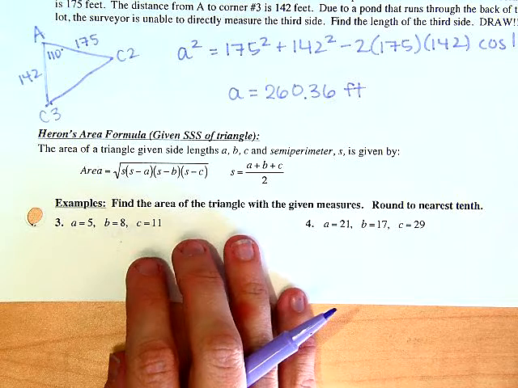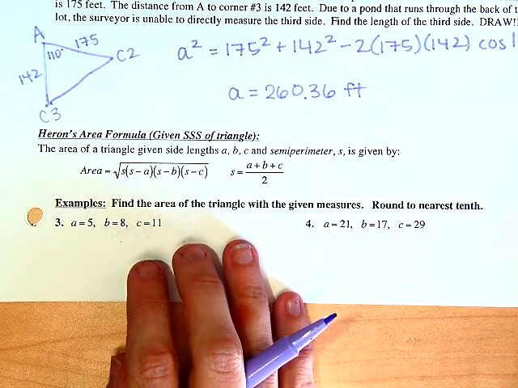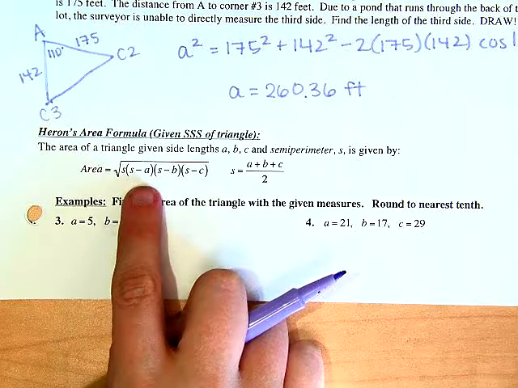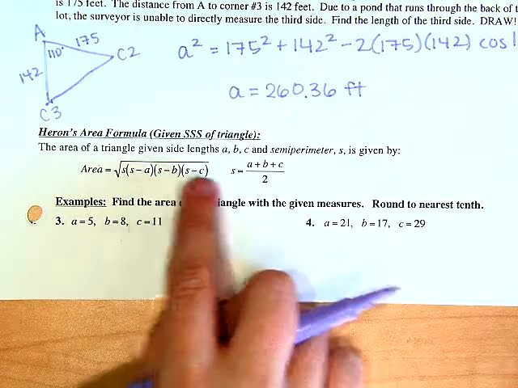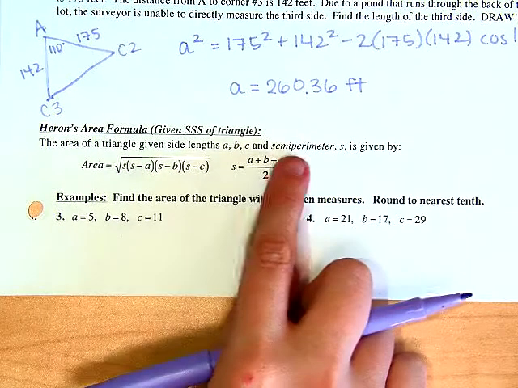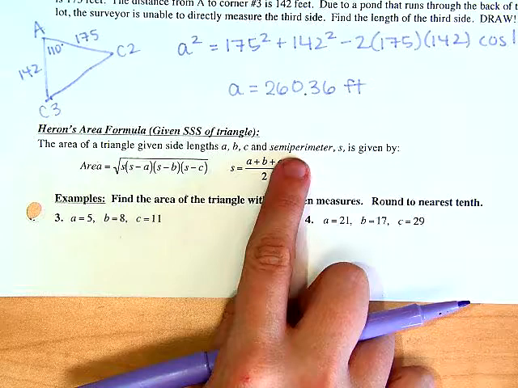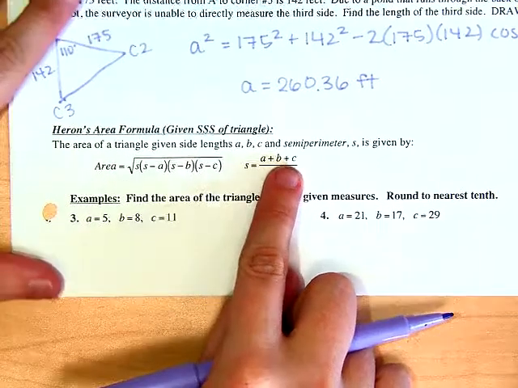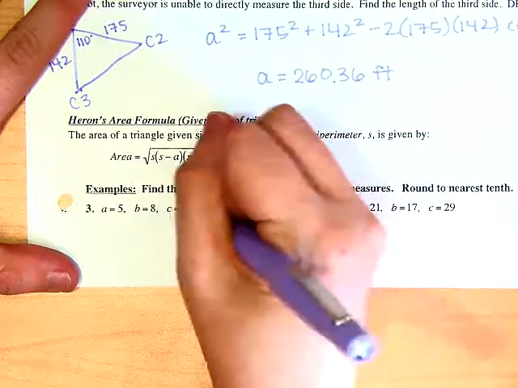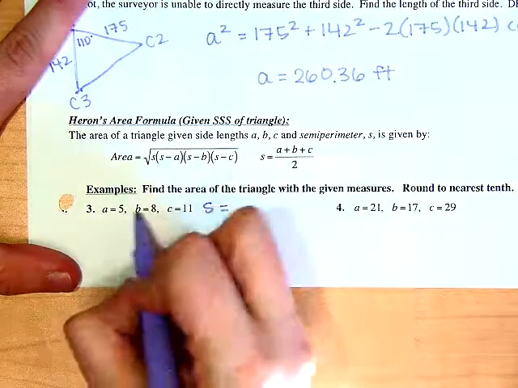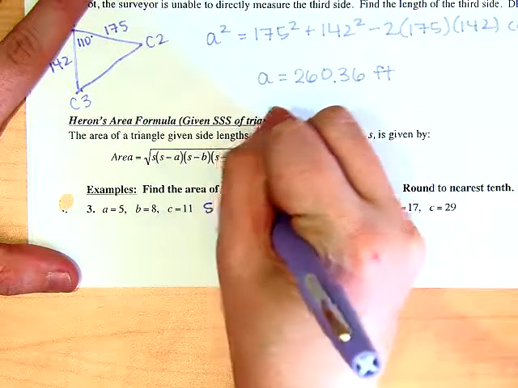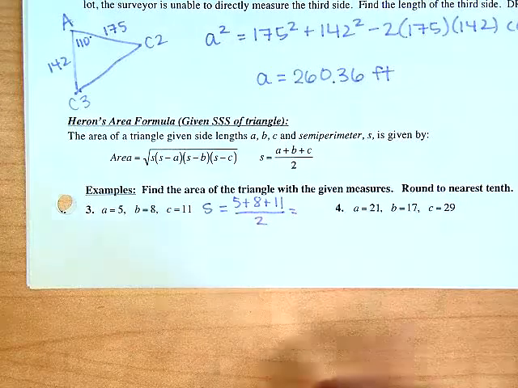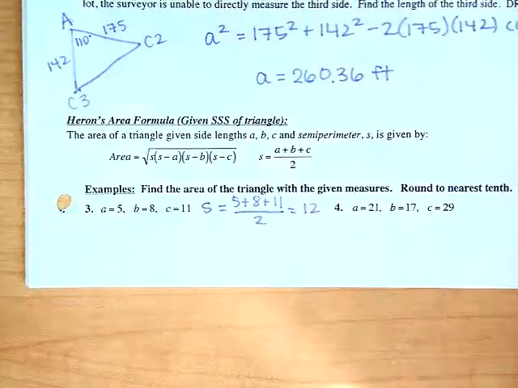Heron's formula for side, side, side of a triangle. You can find the area of a triangle using this formula. So you have A, B, and C. Those are my side lengths. And then S is called a semi-perimeter. And this is the formula for S. So the first thing I'm going to do is get S for this example. So S equals, and I'm going to add these together, 5 plus 8 plus 11 divided by 2. And when I do that, I get 12.